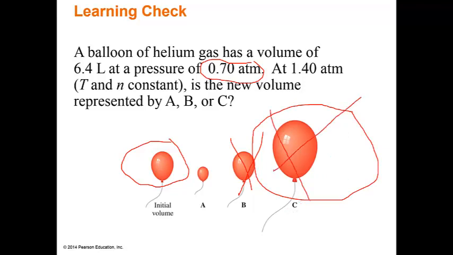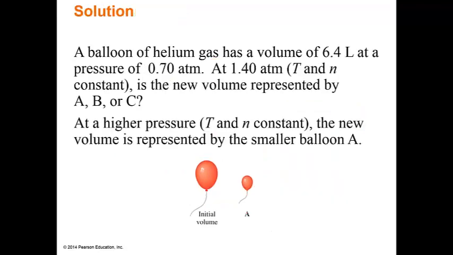So I'm just going to cross that out, leaving only the logical conclusion that the balloon is going to get smaller. Let's see what happens. Holy smokes, this whole inverse relationship is working for us. A balloon of helium gas at a volume of 6.4 liters at pressure 0.7 at 1.4: the higher pressure means the volume becomes smaller. Look at that, everybody gets a cookie. We're good to go there.